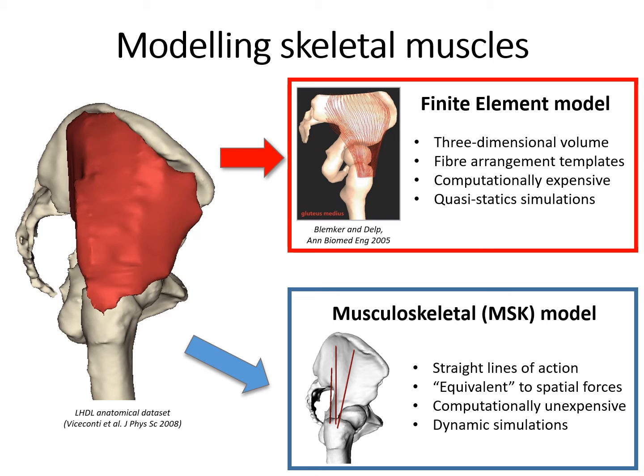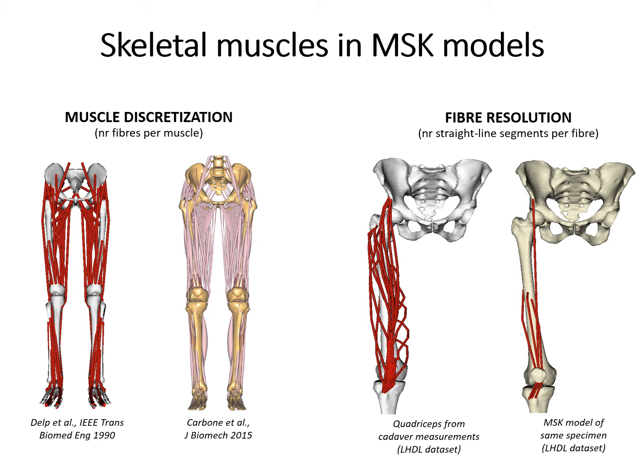The other option is to create a musculoskeletal model, a multi-body system which is much simpler and faster to execute, that can be used to simulate dynamic tasks, but in which the muscle is represented as one or more straight lines of action acting like contractile ropes. In other terms, the subject-specific volumetric information is lost. Before introducing our new approach, I would like to explain how skeletal muscle anatomy is represented in standard musculoskeletal models.